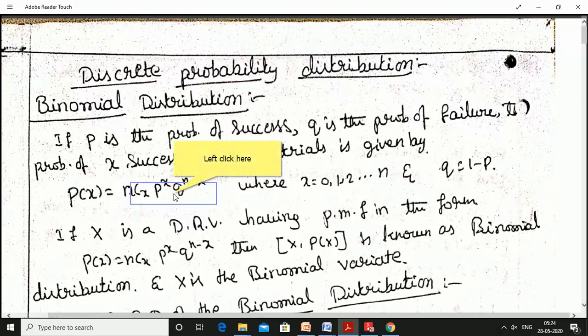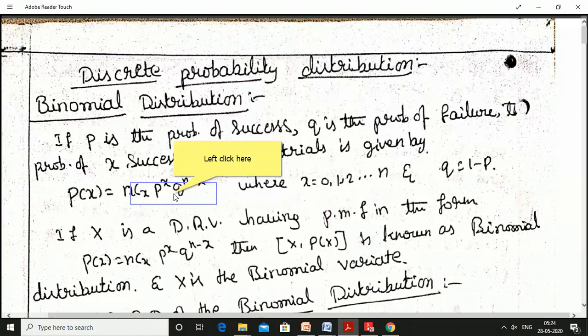Dear students, in this video, I'll explain discrete probability distributions. We are going to discuss two discrete probability distributions: one is the binomial distribution and another is the Poisson distribution. Already I explained what a probability distribution is: the systematic representation of the values taken by the random variable along with its probability function is known as the probability distribution. Now I'll explain what the binomial and Poisson distributions are.